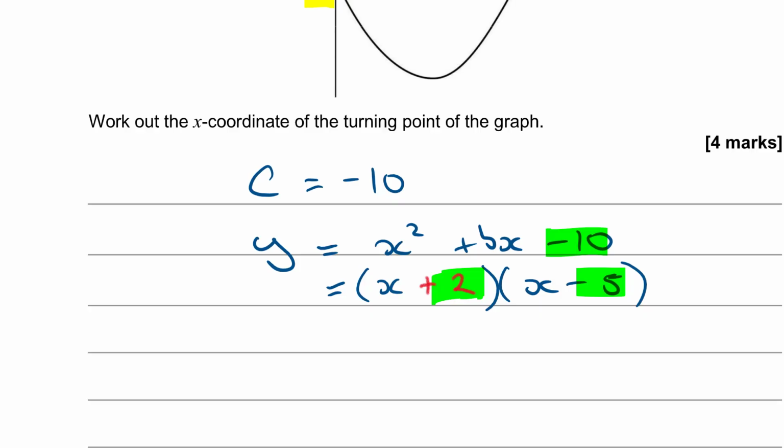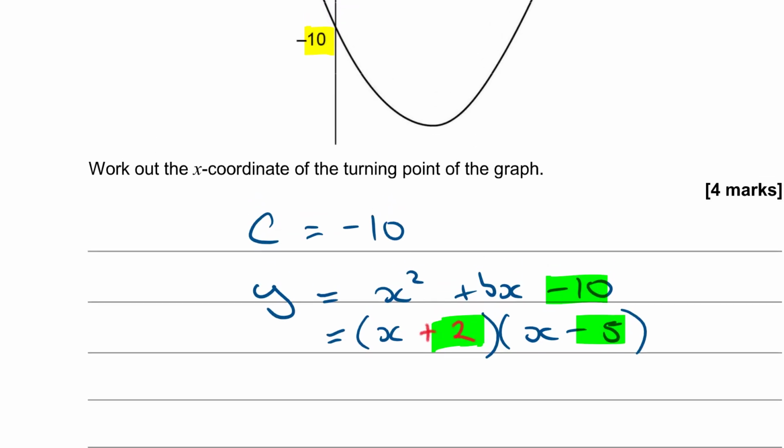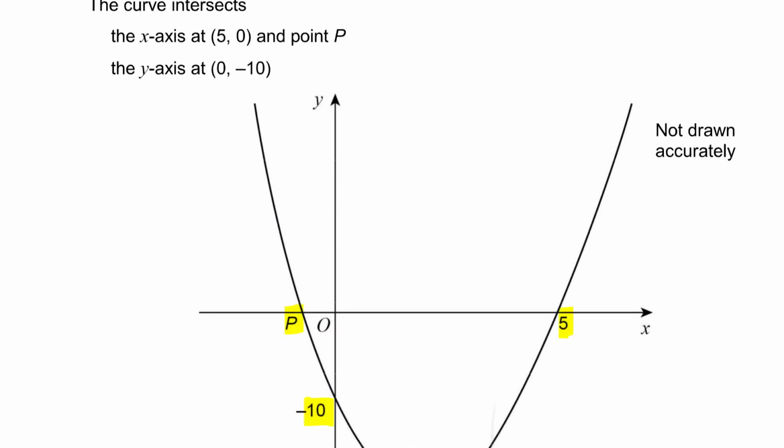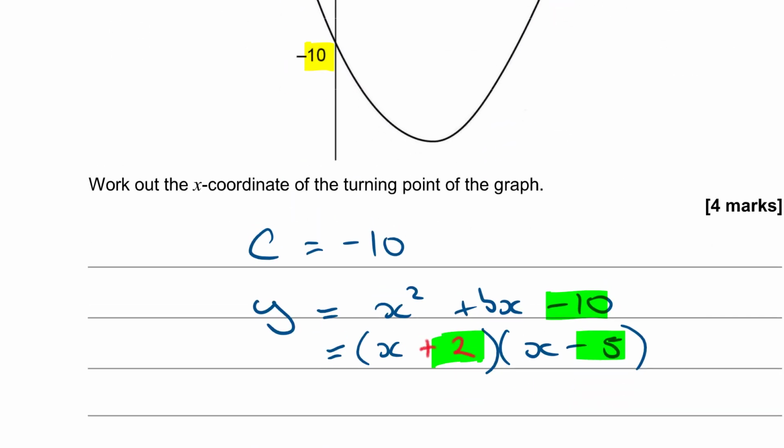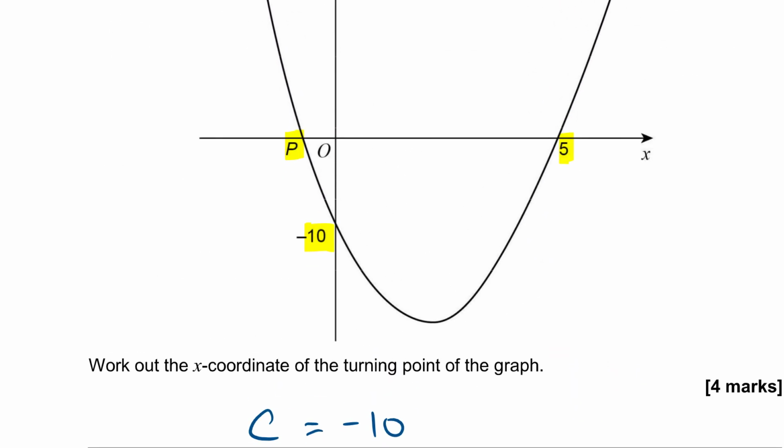Now, I don't have to multiply that back out and find b. That's not the job of this question here. It's not asking me to evaluate b and c. What it wants is this midpoint here. Well, it wants to know the x-coordinate of that lower point on the curve. So basically what we need to do is find the value of x here.